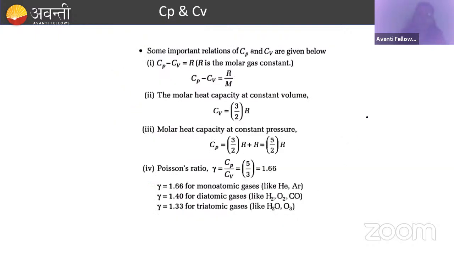So what is the relation between Cp and Cv? Cp minus Cv is equal to R. This is very important. Cp minus Cv is equal to R by M for 1 mole of gas, where M is the molecular weight of the given substance. Molar heat capacity at constant volume is 3/2R.